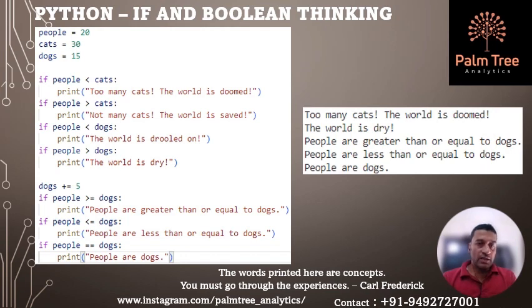If it is wrong, like if people is greater than cats or something, then it won't take this up. Here, "Too many cats, the world is doomed". So in this series of statements, the people number is less than the cats, so this one got executed, and the rest are not. And then the people number is greater than dogs, "The world is dry", so that is why it is coming.